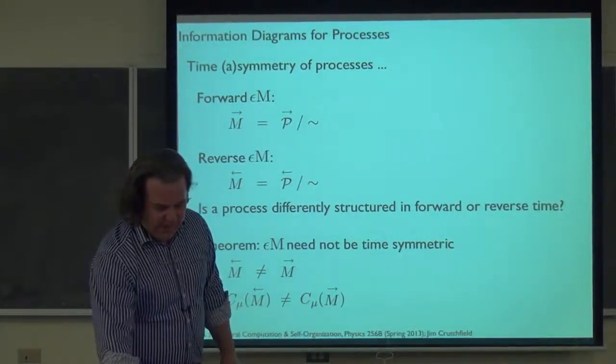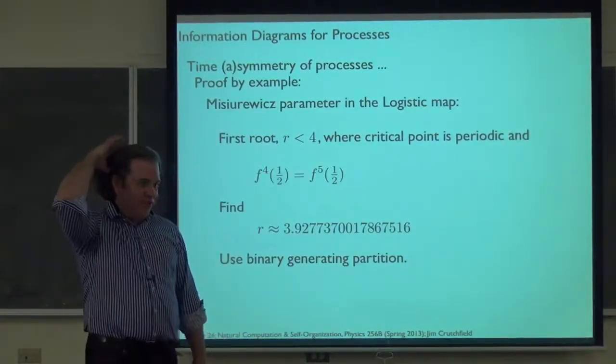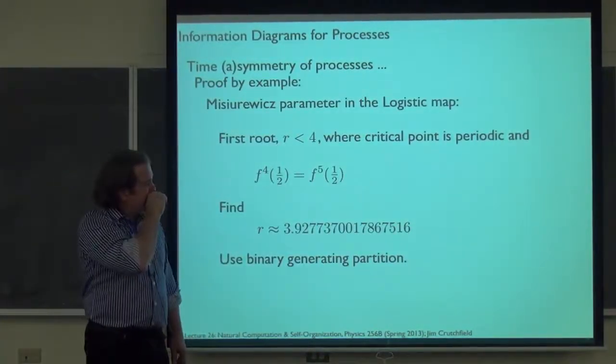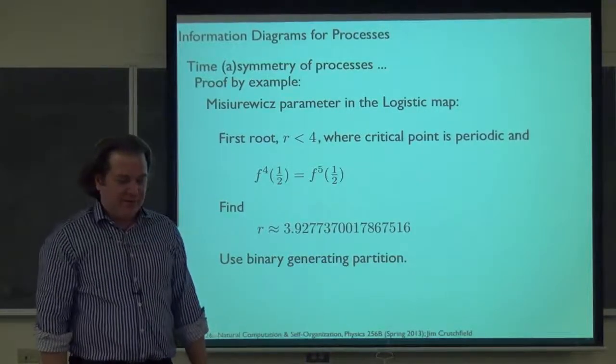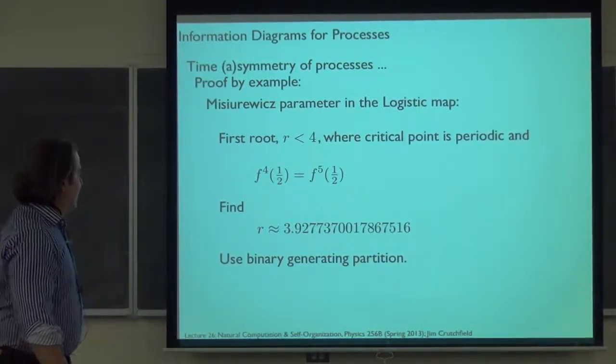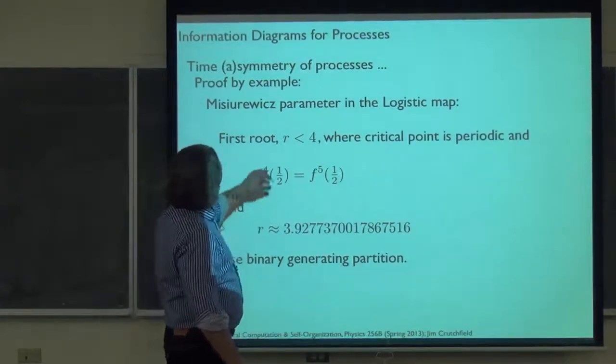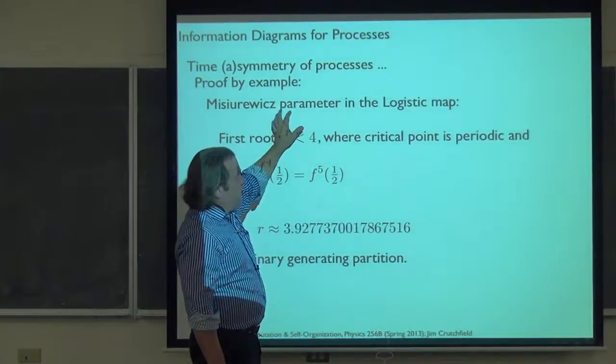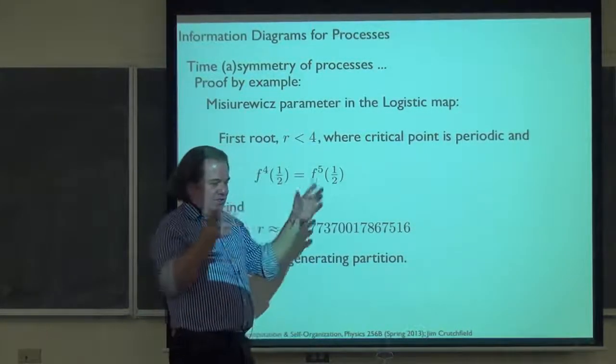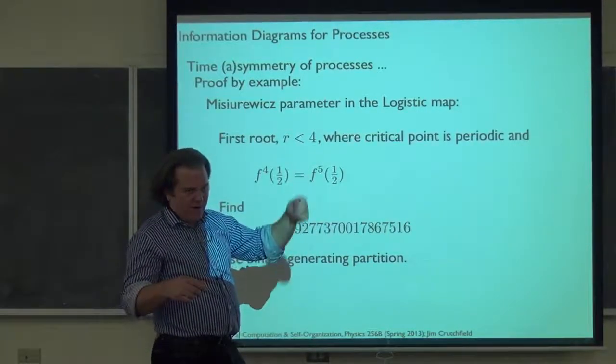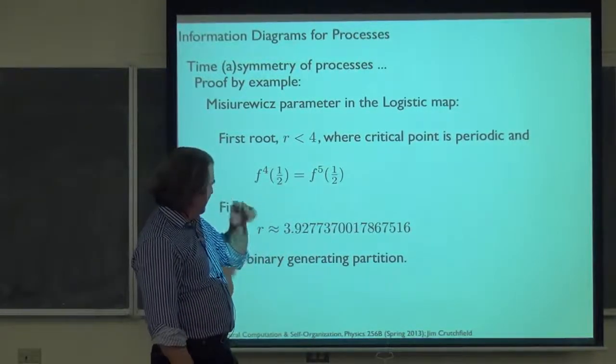Yeah. So I'll do the proof by example. Going back to the logistic map, that's how I first discovered this. It turns out if you look at one of these Misiurewicz parameter settings, remember we have a logistic map, with this control parameter R, and the functional form is R times x times 1 minus x.